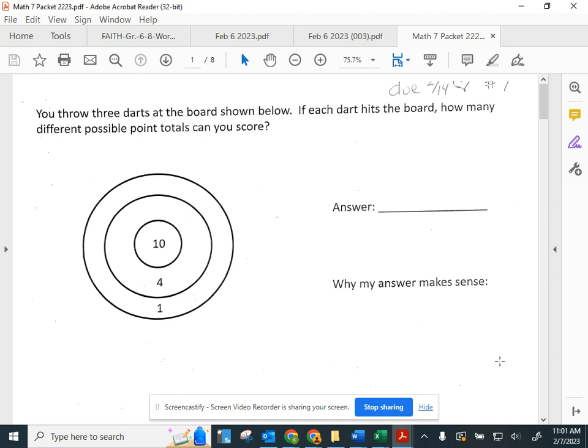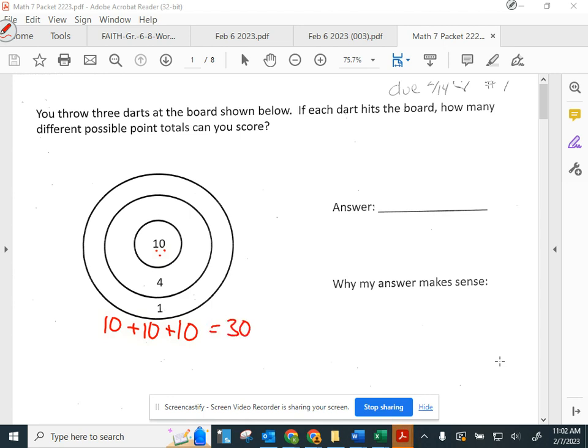So you're going to want to look. If I throw my first dart and it hits a bullseye, that would be 10. Plus my second dart hits a bullseye, that's another 10. Plus my third dart hits a bullseye, that's another 10. So 3 darts, I hit the bullseye each time, that equals 30 points.